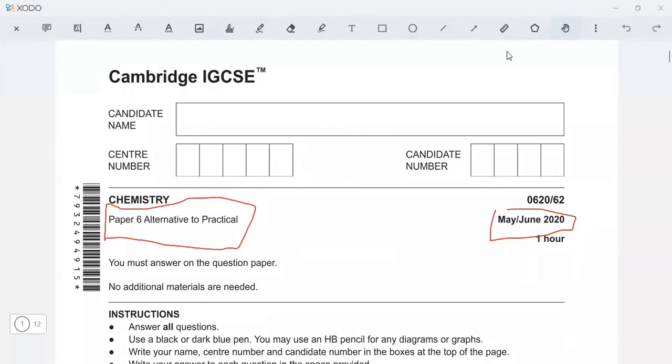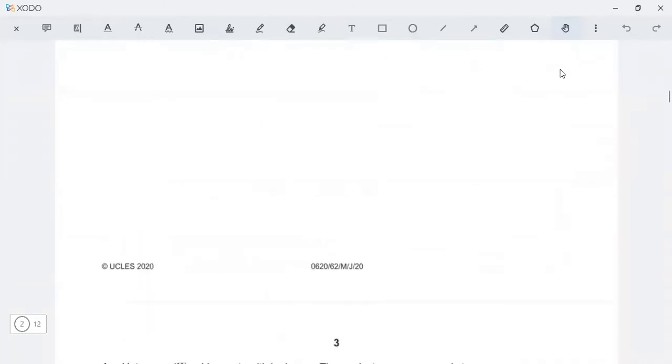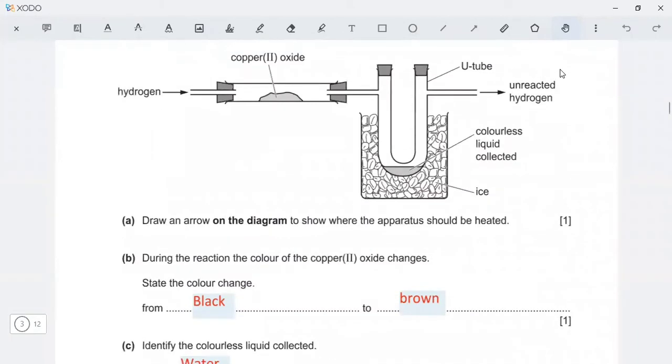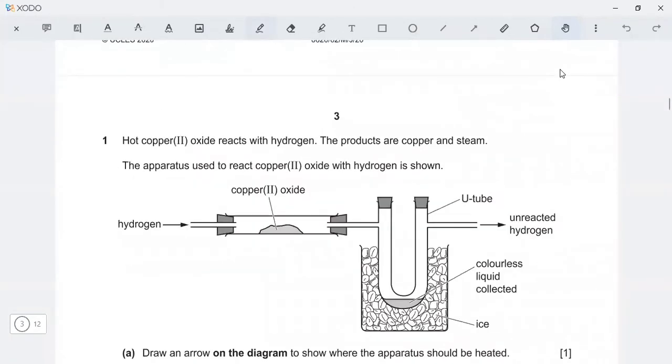So I'm moving forward to discuss the questions and answers here. Okay, so let's get started. The first one, question number 1. Hot copper oxide reacts with hydrogen. The products are copper and steam. The apparatus used to react copper oxide with hydrogen is shown.